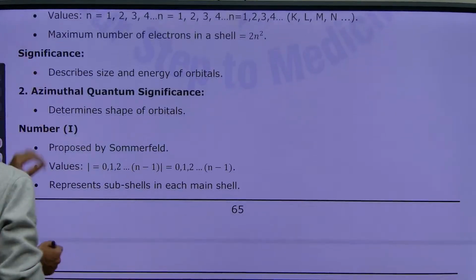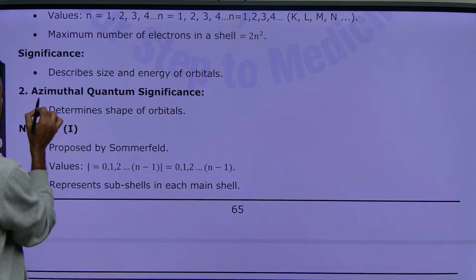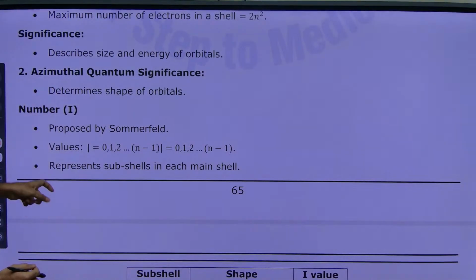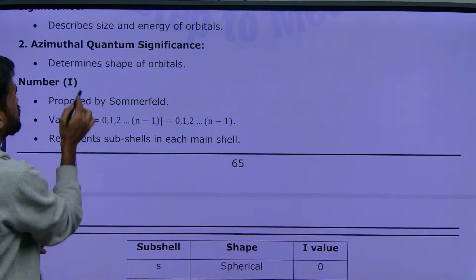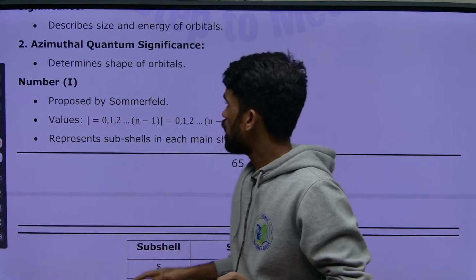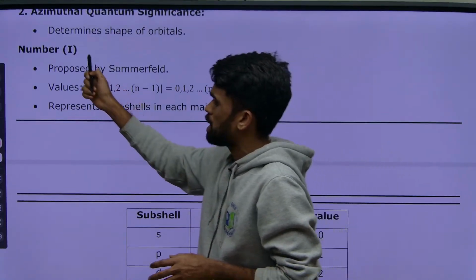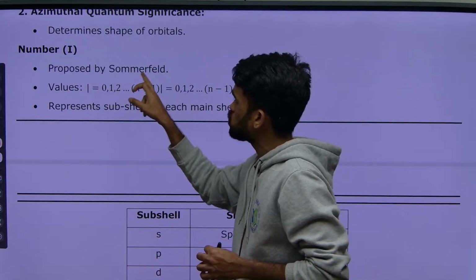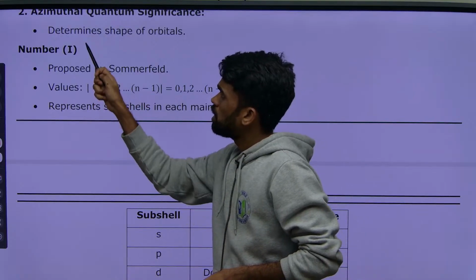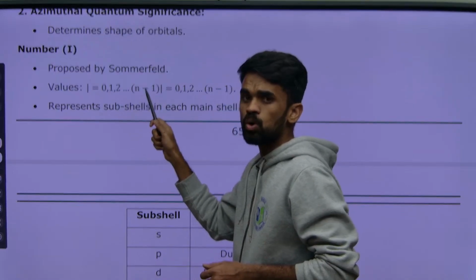Remember this. Next, the second quantum number here is the azimuthal quantum number. So what is that? The azimuthal quantum number helps in determining the shape of the orbital, or it describes the shape of orbitals. This is indicated with the symbol l and it is given by Sommerfeld. The values of azimuthal quantum number l vary from 0, 1, 2, and so on, up to n minus 1.